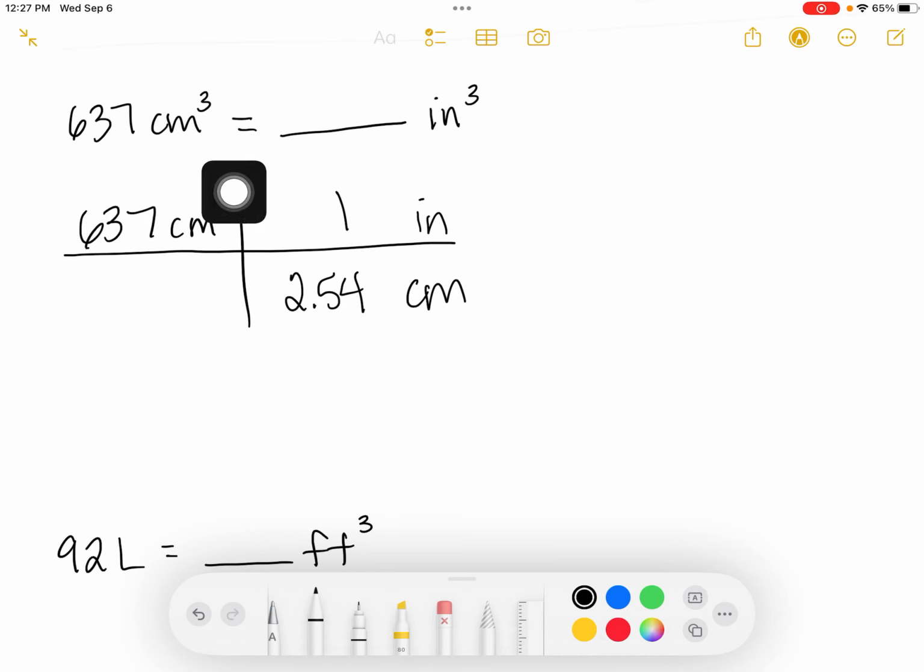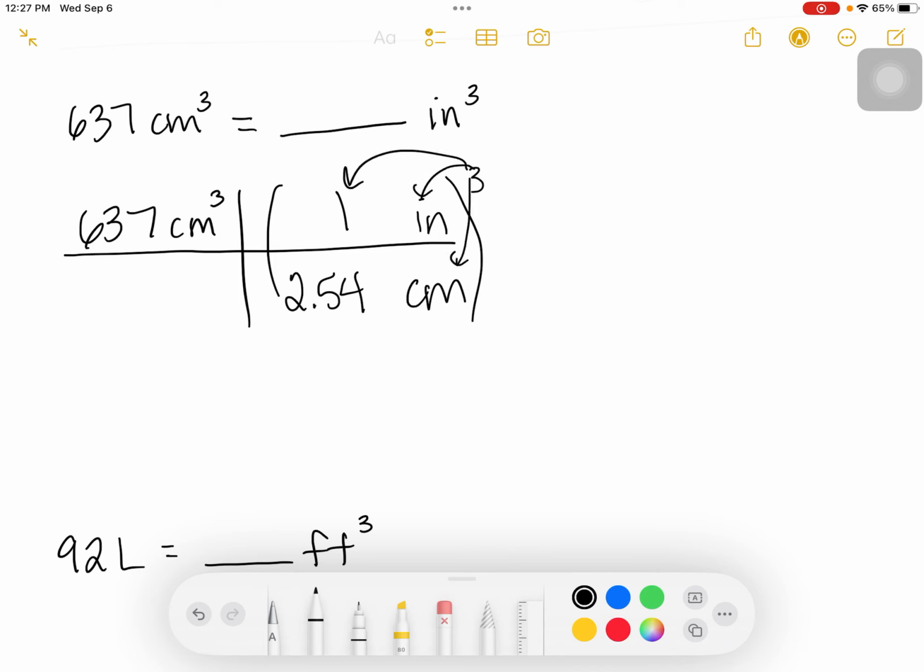However, because of the cubed here, this unit and this unit do not cancel. And the only way I can get them to cancel is to cube this centimeter unit. But algebraically, I'm not allowed to just cube the unit. I would have to cube this entire conversion factor, which means all parts of it would get cubed. So the 1, the inch, the centimeter, and the 2.54.